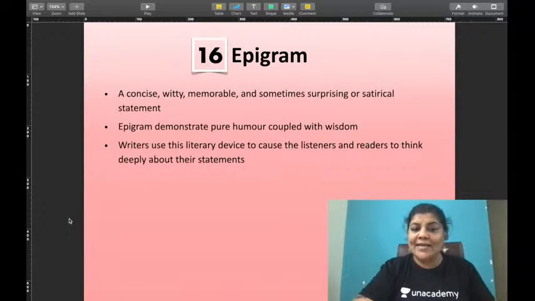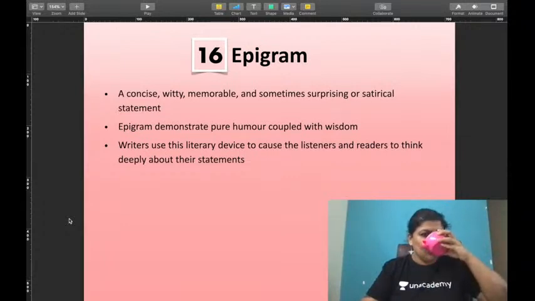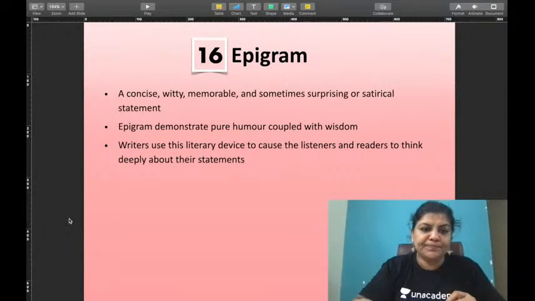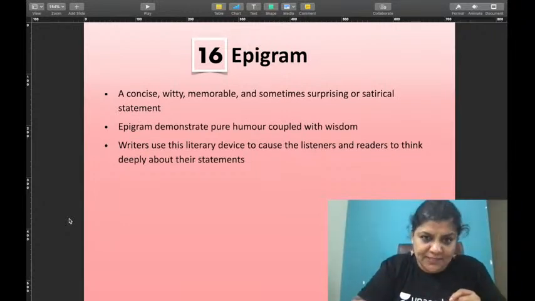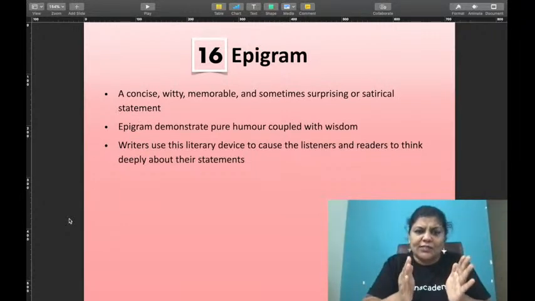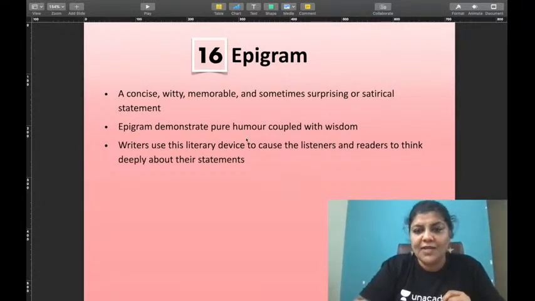Ellipsis, you understood. Then, epigram. What do you mean by epigram? Epigram means like a proverb, a concise, witty, memorable statement. A very short, witty, memorable statement, sometimes using humor, showing wisdom. This is epigram.